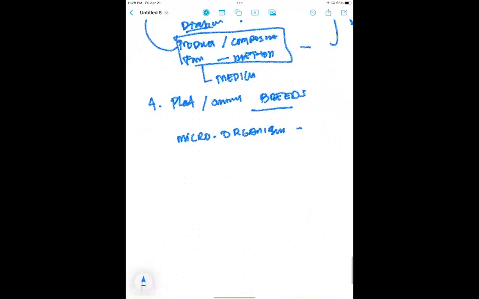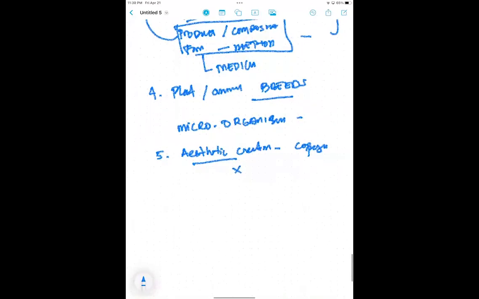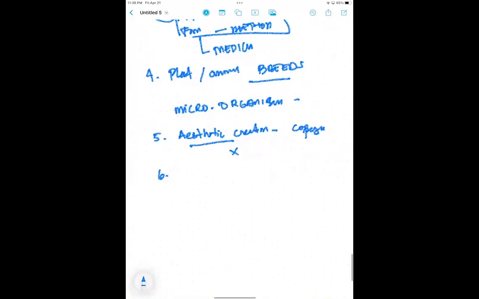Okay? Now, number 5, aesthetic creations. These are proper subject of copyright, right? May be covered by copyright, but not patent. And finally, number 6, if the invention is contrary to public order or morality, then this is not patentable.